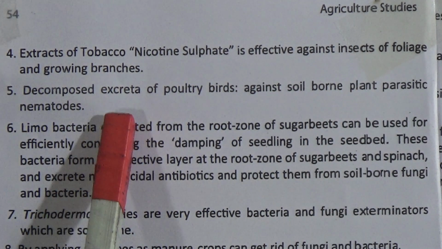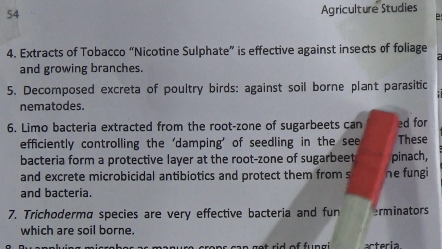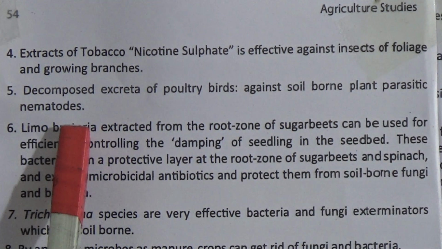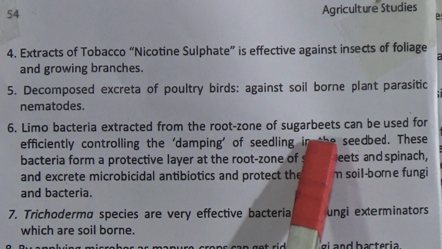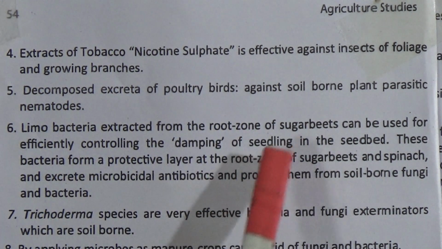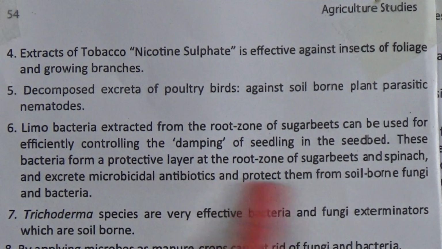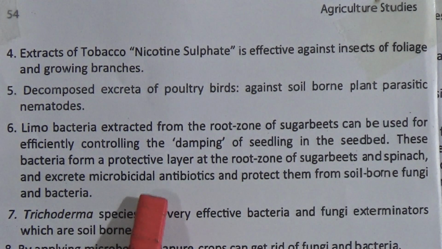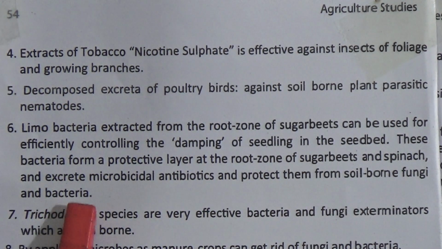Decomposed excreta of poultry birds act against soil-borne plant parasitic nematodes. Limobacteria extracted from the root zone of sugar beets can be used for efficiently controlling the damping of seedling in the seedbed. These bacteria form a protective layer at the root zone of sugar beets and spinach and excrete microbial antibiotics and protect them from soil-borne fungi and bacteria.